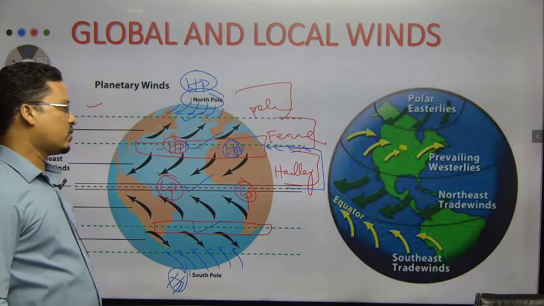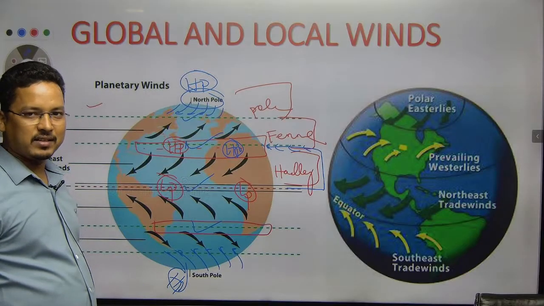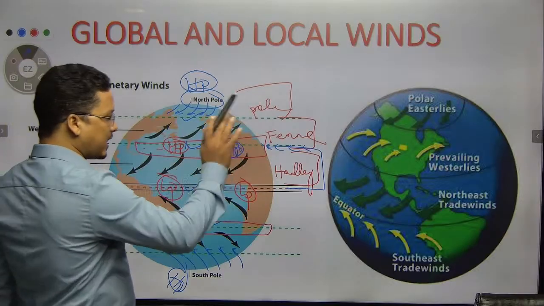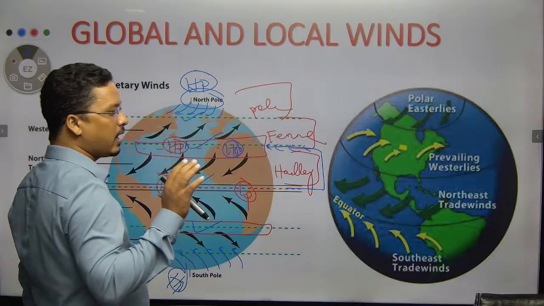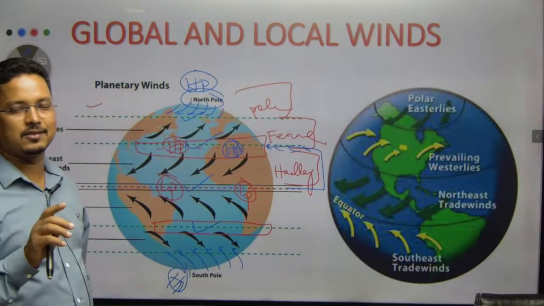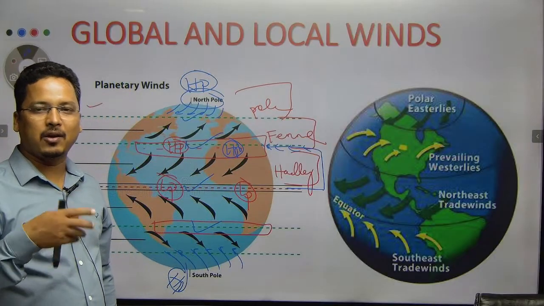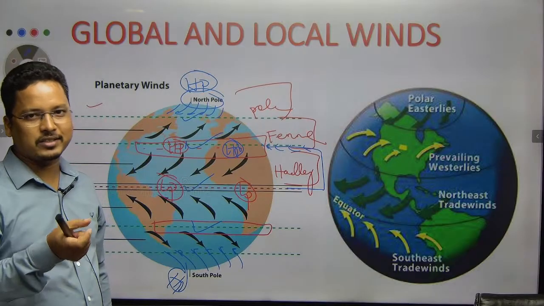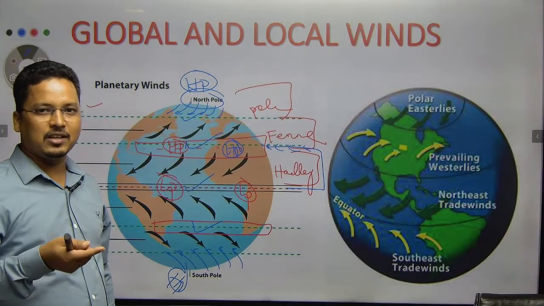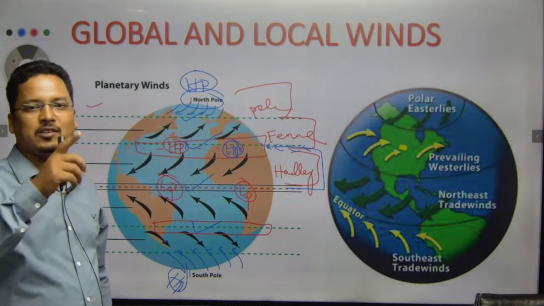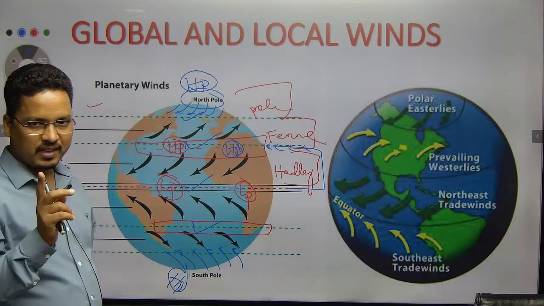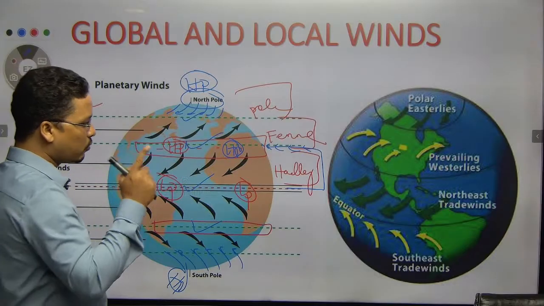So the trade winds are like this. Because of the high temperature over the equator, as the equator receives high insolation throughout the year because of its locational factor, the air will ascend, then it will move into both the hemispheres.